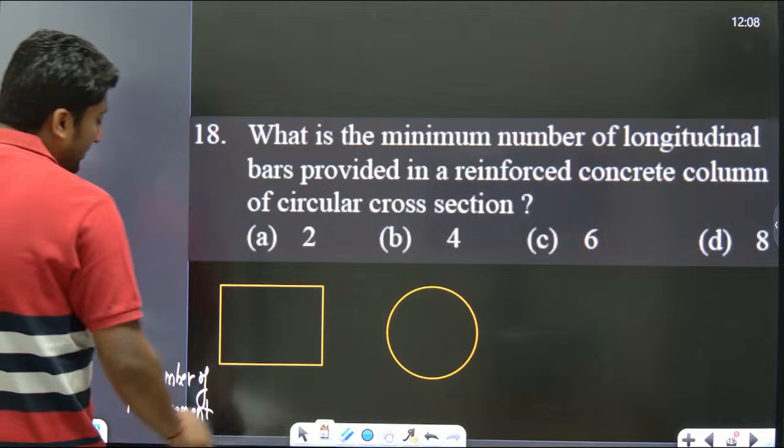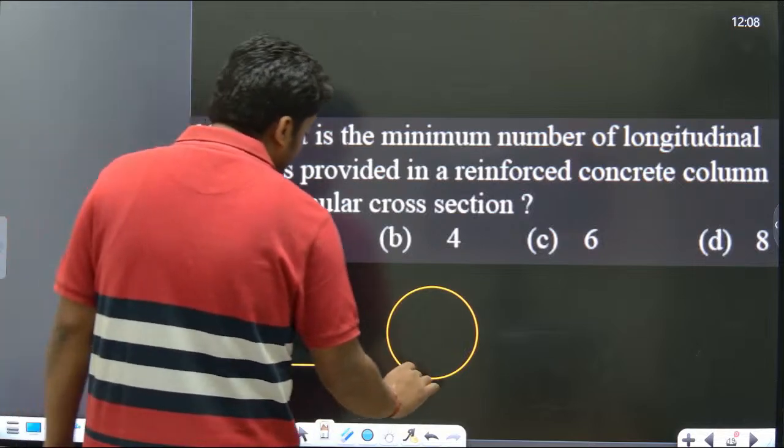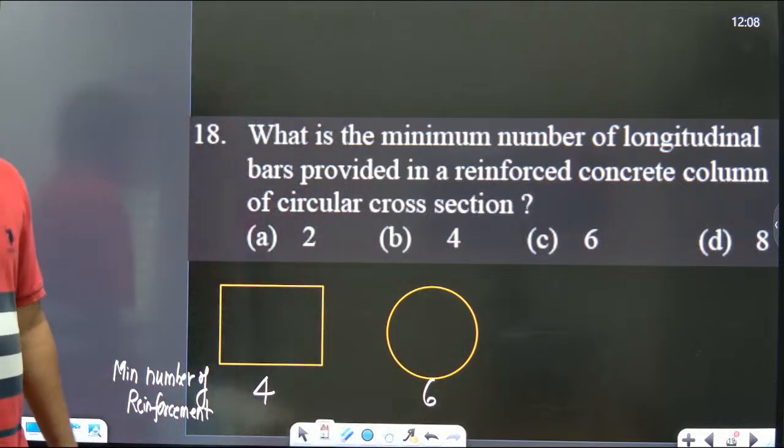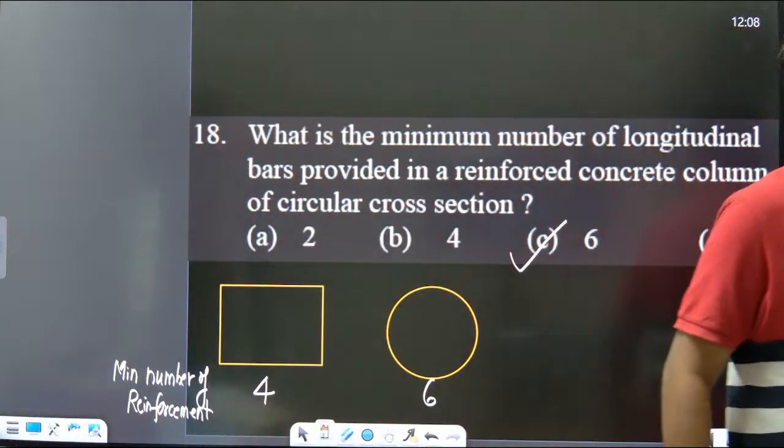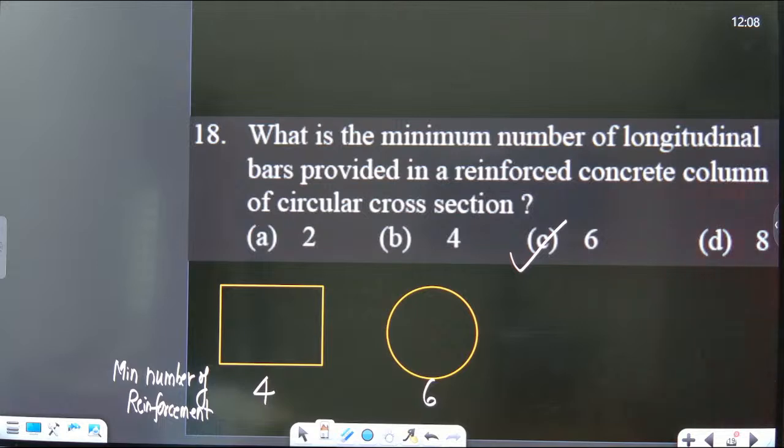For a square or rectangular column it is 4, and for a circular column it is 6. Okay, 6 reinforcement bars are provided when the column cross section is circular. Understood everyone? 6 is the correct answer. Now moving ahead.